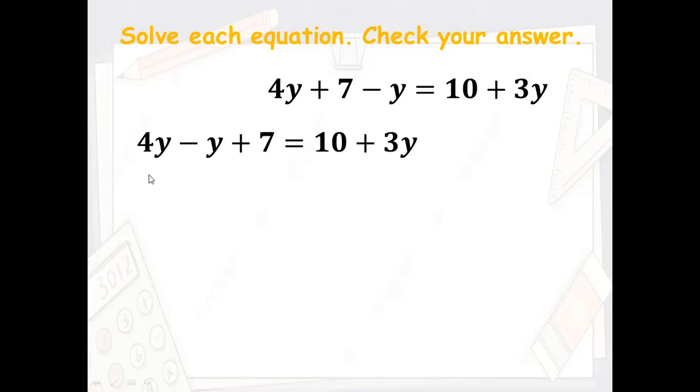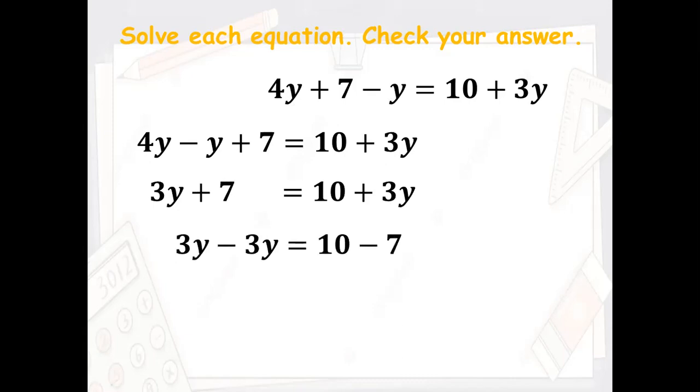So this is going to be 4y minus y, which means 4 minus 1, because we know that if there is no number, it's going to be 1. So 4 minus 1 will give us 3y plus 7 equals 10 plus 3y. Now let's rearrange the equation. We have 3y minus 3y equals 10 minus 7, right?